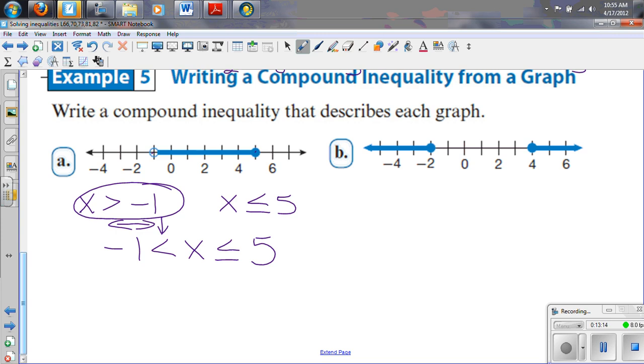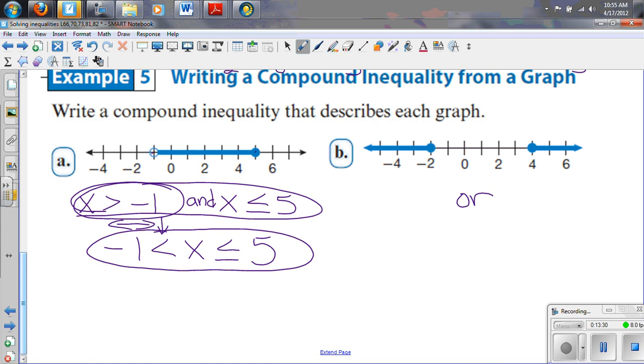Same thing on the next one. Only this one is an or. You could have this answer on the top, or you could have the joined one on the bottom. On this one, we can only have the or. We have x is less than or equal to -2, or x is greater than or equal to 4. So we have the two parts there separated by an or. On the first one, it's a conjunction, so it's an and, and you have the two parts, or you combine them. And on B, you have the or.